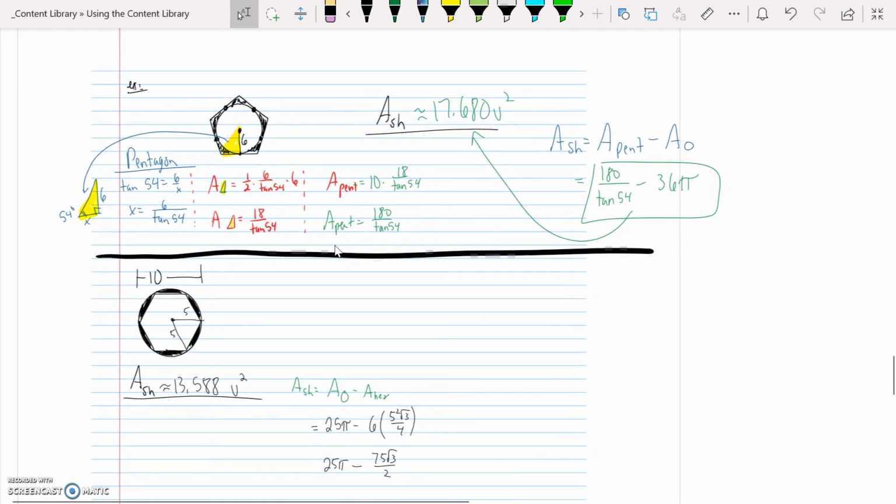This one doesn't say it again, but that is a regular pentagon, so the shaded area is pentagon minus circle. There's my shaded area idea. I drew in the radius to this point, to this vertex. It creates this yellow triangle. I use trig to find x. Then the area of this yellow triangle is 18 over tangent of 54. There are 10 of these triangles making up the entire shape, 2 on each one of the sides, so I multiply that by 10 to get the area of the entire pentagon. The area of the circle is just 36 pi, so if we subtract those, there's our shaded region.